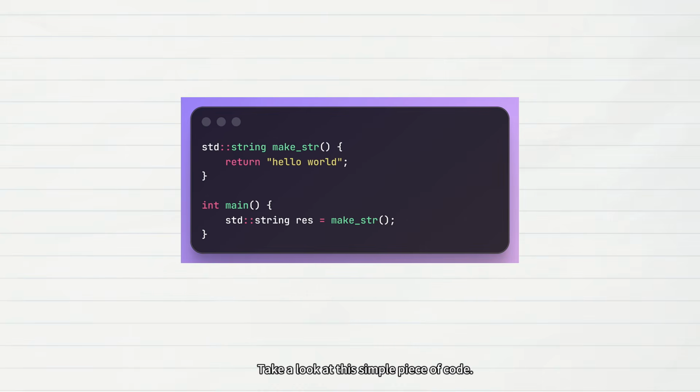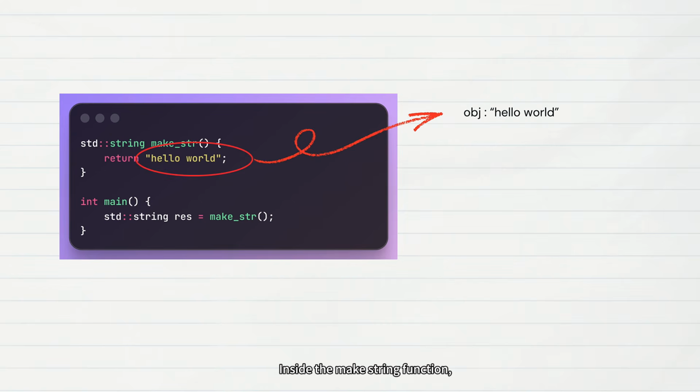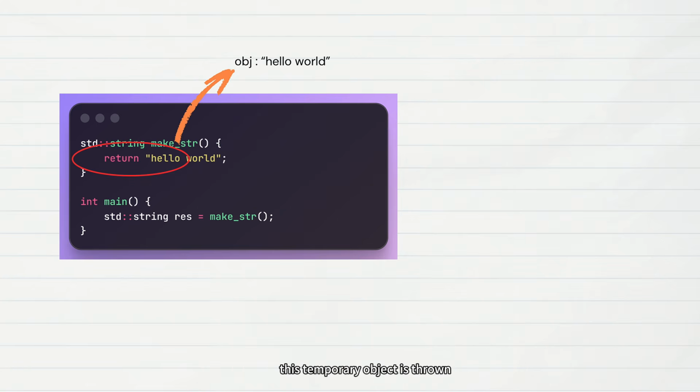Take a look at this simple piece of code. What do you think happens here? I suspect many people imagine this sequence. First, inside the make string function, a temporary string object is created from hello world. Second, when the function executes return, this temporary object is thrown out as the return value.